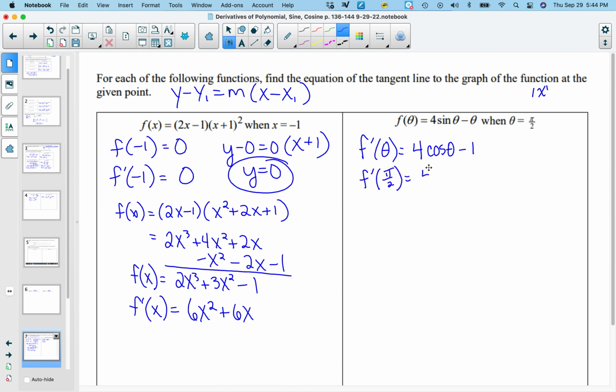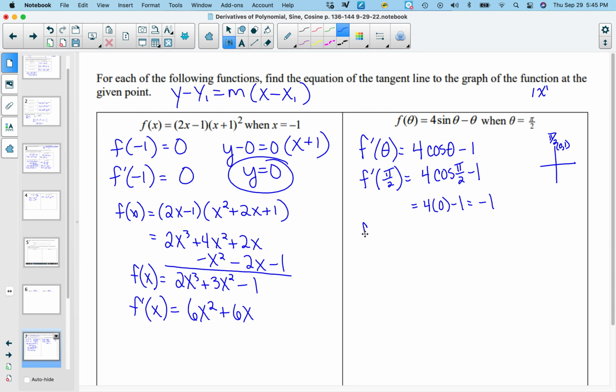So then if I want to know f prime of pi over 2, I'm going to plug in a pi over 2, so I get 4 times cosine of pi over 2 minus 1. And cosine of pi over 2, remember that's the top of the circle. The coordinates of that would be 0, 1. Remember cosine then would be 0, so I get 4 times 0 minus 1, which is just negative 1. So that's the slope of my tangent line.